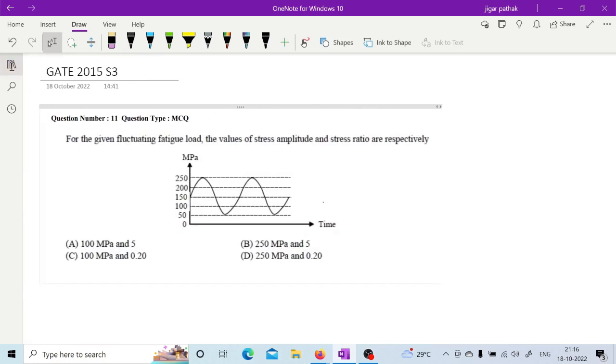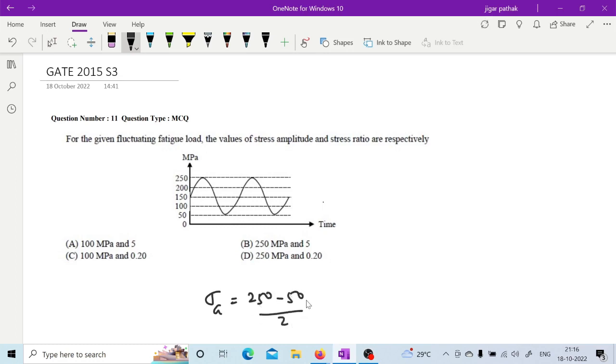This is something different. For a given fluctuating fatigue load, values of stress amplitude and stress ratio, can you calculate this? Sir, 100 is the amplitude. Correct, 100 is the stress amplitude, because 250 minus 50 by 2, right? It is visible from the figure. Okay.